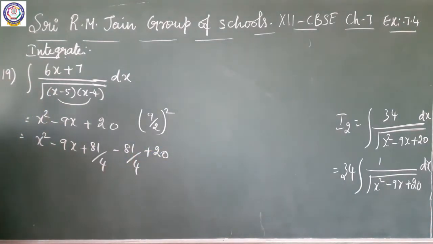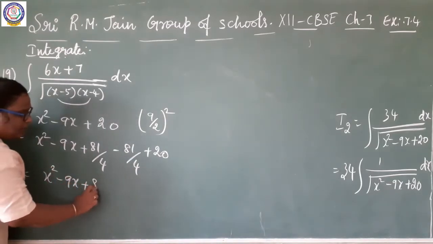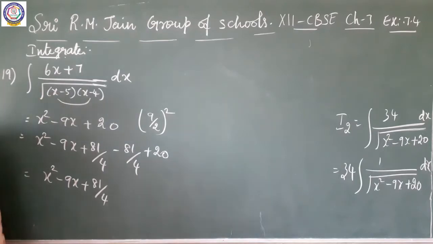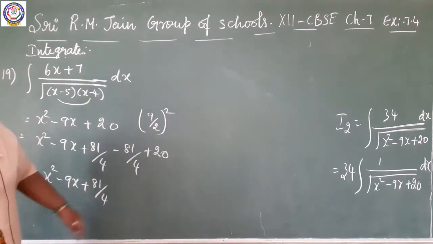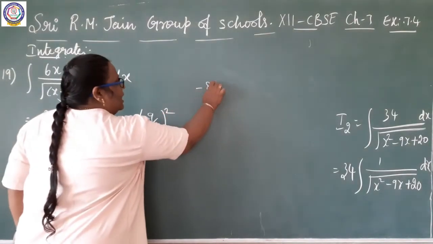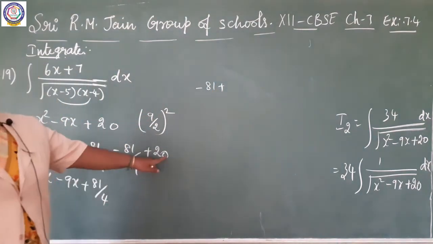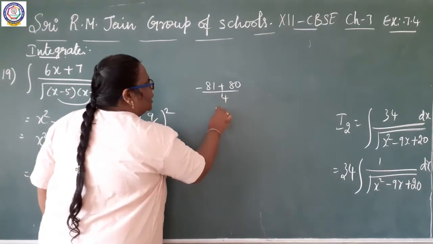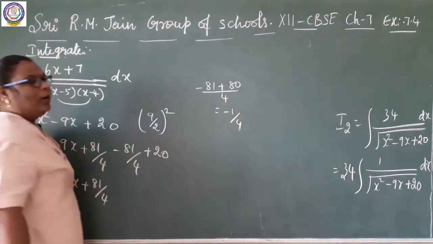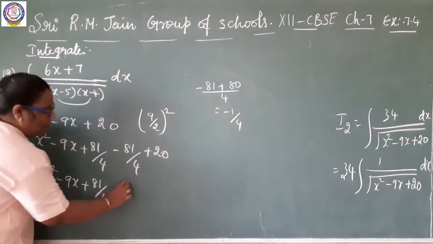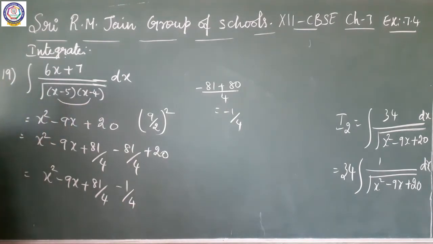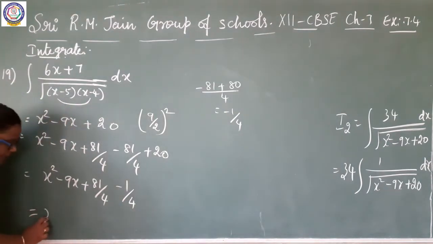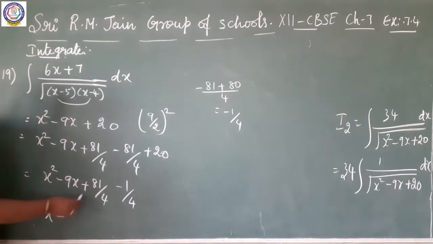So, it gives x square minus 9x plus 81 by 4. You can take 4 as the LCM, so minus 81 plus 80, that is 80 by 4, it gives minus 1 by 4. Minus 1 by 4. So x minus, what is the square root of this value?